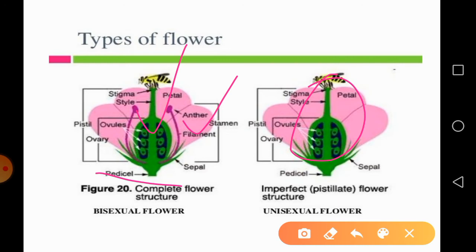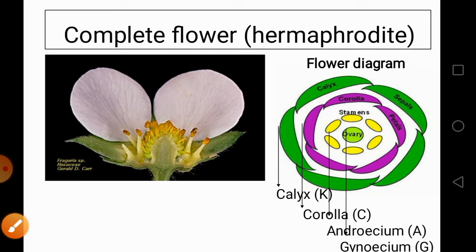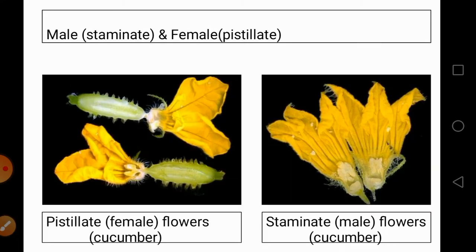Other than this, sometimes you will have only the male part, and the female part is absent. Such a flower is called a unisexual or imperfect flower because it lacks one part. Okay. The next one is, on the basis of which sexual organ is present, your flower is divided into three types again. Okay: hermaphrodite flower, staminate one and pistillate one.